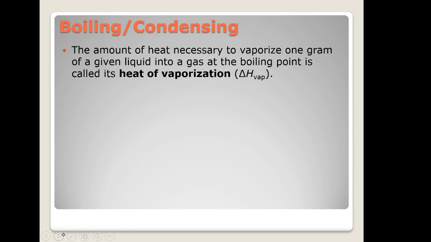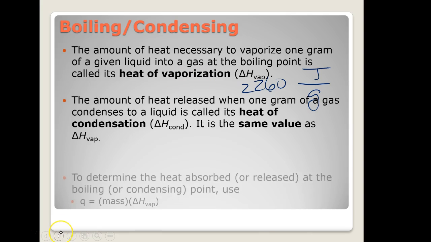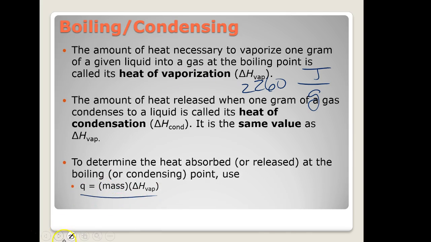For boiling and condensing, it's called the heat of vaporization, and it's the amount of heat necessary to vaporize 1 gram of a liquid into a gas at its boiling point. Again, the units are joules per gram. And when you're talking about water condensing or steam condensing or a gas condensing, it's the same value. For water, it's 2260. Okay, significantly more energy than the 333 that we saw before, almost 10 times as much. That's because it takes more heat to make a liquid boil. And so here's again the equation.